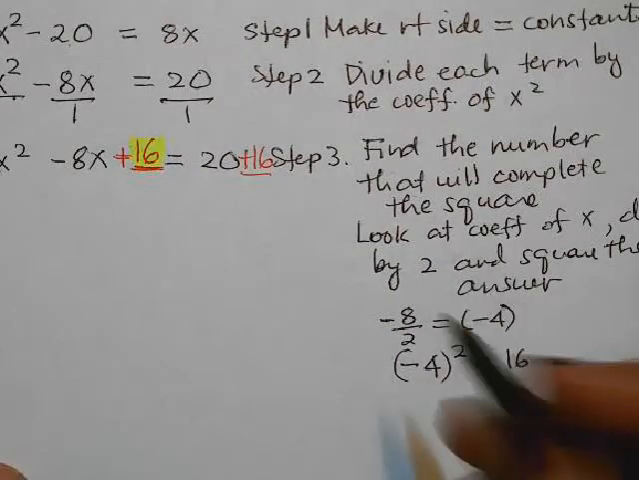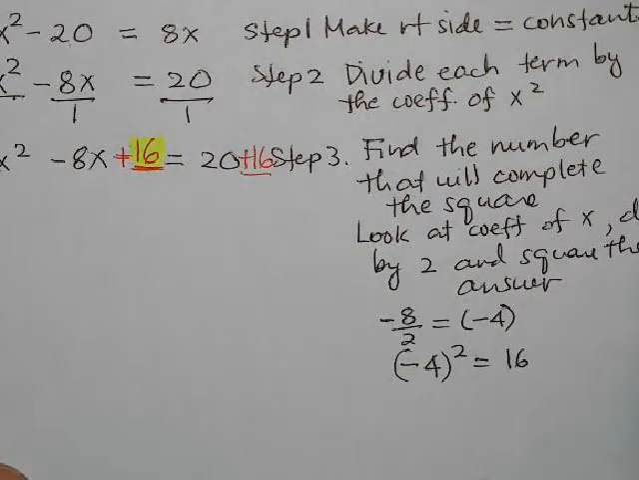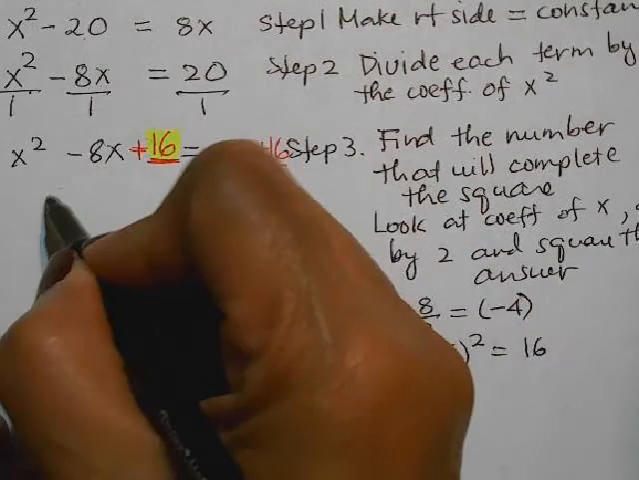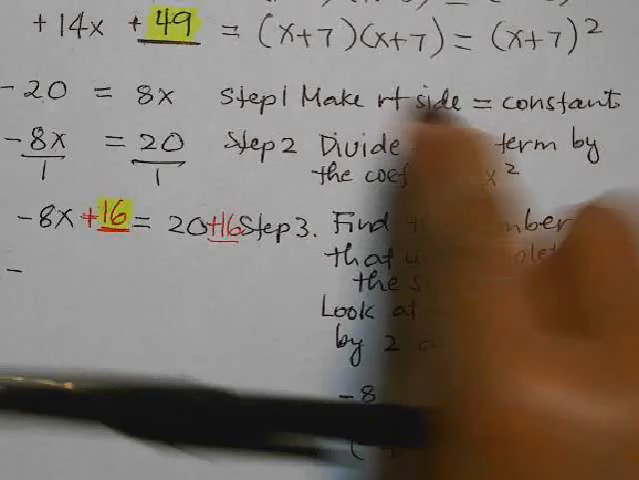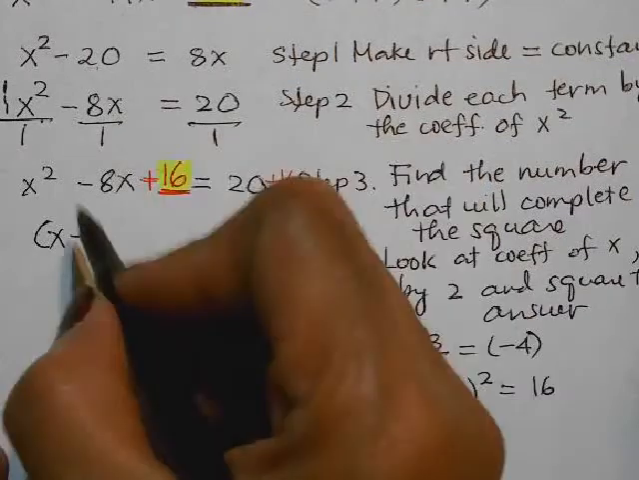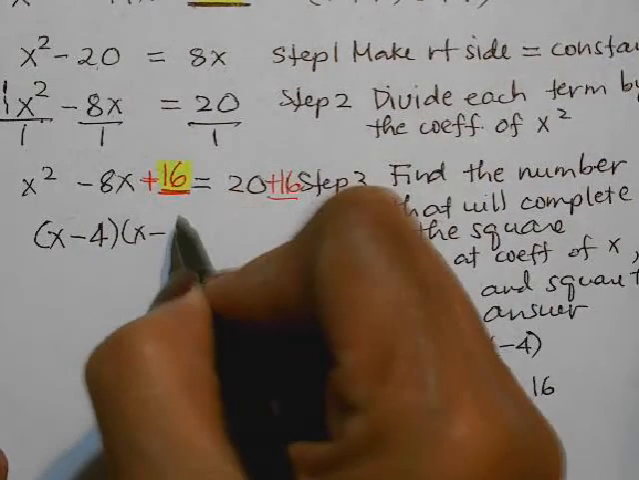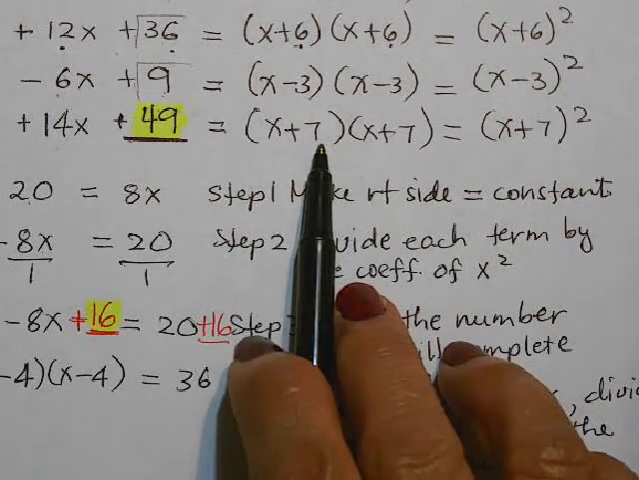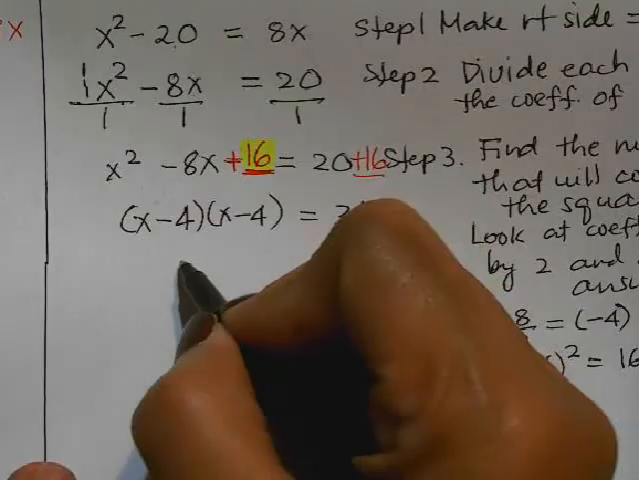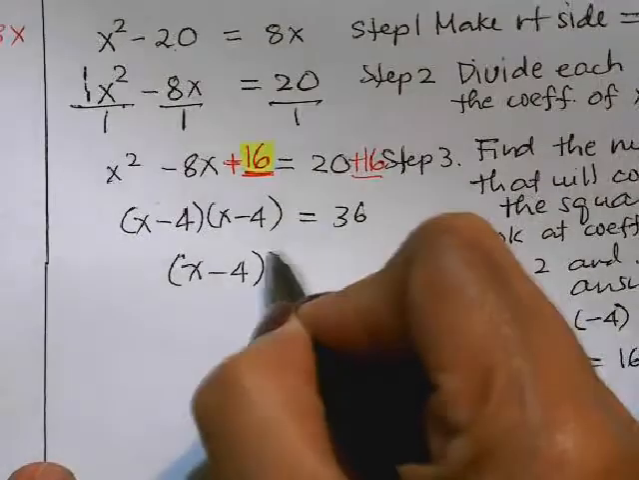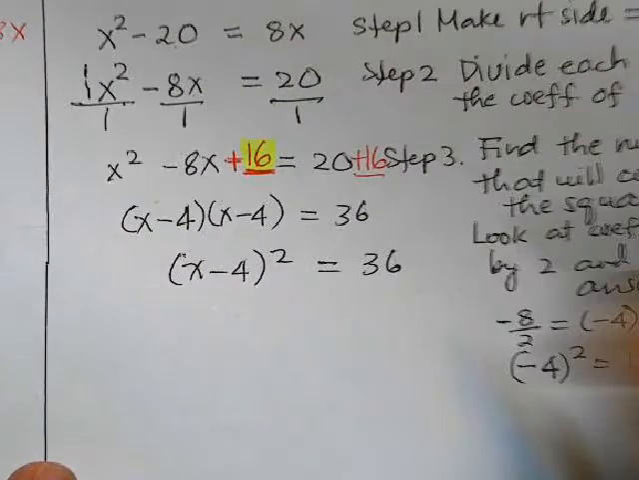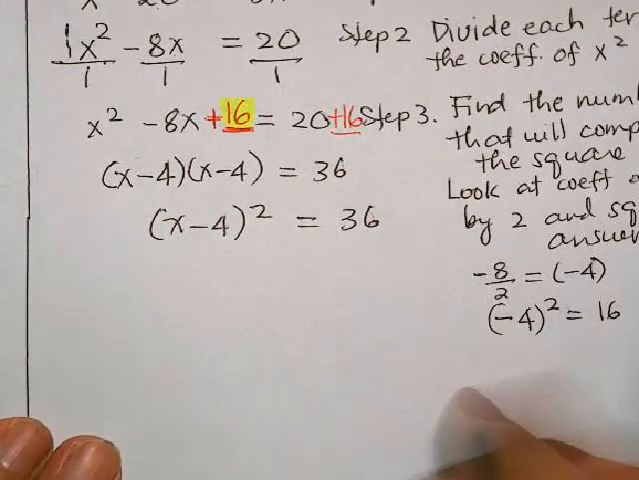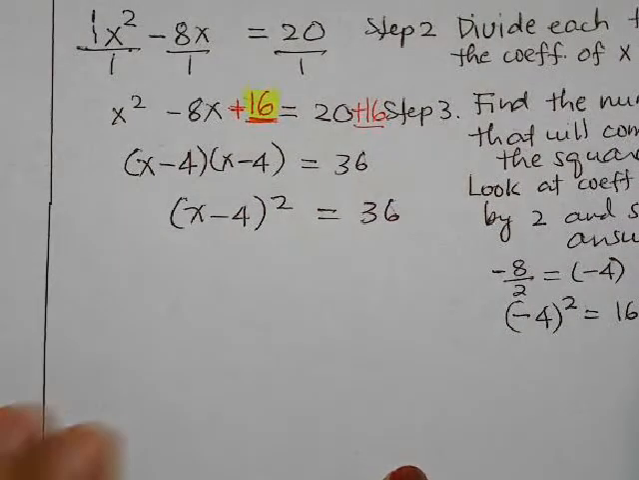Okay, so let's continue. Step 4, factor the left side. It's always going to be the same as the one there. So that's x minus 4 times x minus 4, and this will be 36. Write it in this form: x minus 4 squared equals 36. Let's continue with the next step.